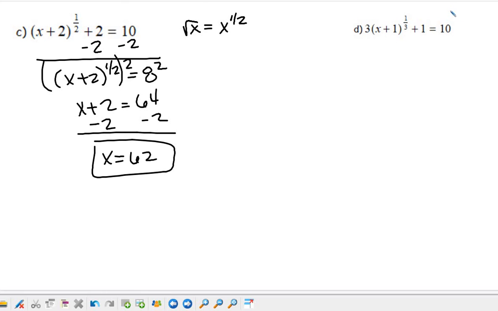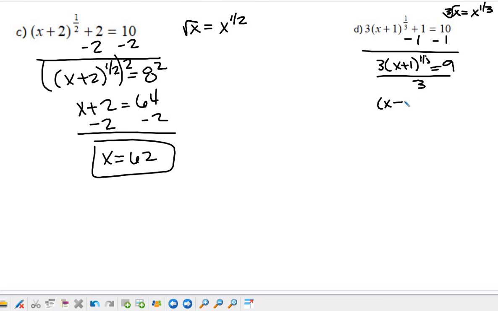Same thing here. Remember that the cube root of x is equal to x to the 1/3. So I need to isolate first. So I have 3 times x plus 1 to the 1/3 is equal to 9. Divide by 3. So x plus 1 to the 1/3 is equal to 3. So I need to cube both sides, not multiply by 3. To be clear, we are not multiplying by 3. So I have x plus 1 is equal to 27.